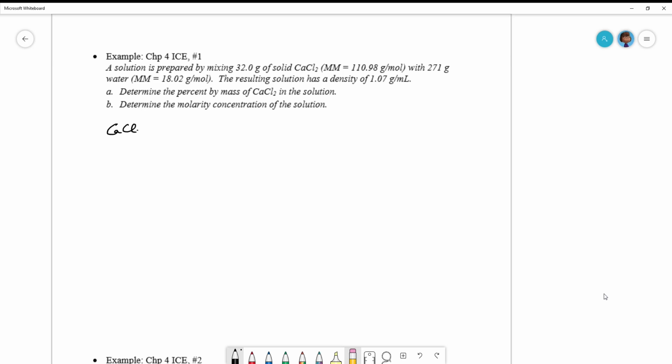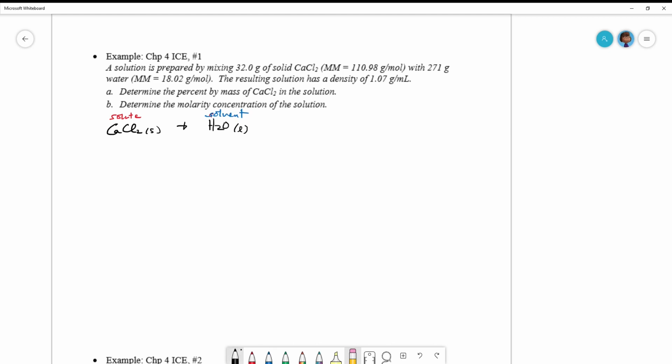So we've got calcium chloride and water. Let's write that over here. So we have these two substances. Now, what are their roles in this problem? Well, it's important to realize that the calcium chloride, of course, is the solute, and water, let's make it a different color here, is the solvent. There we have it. Okay.